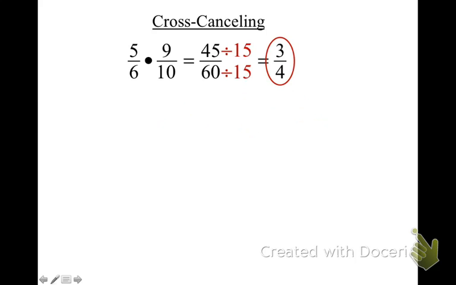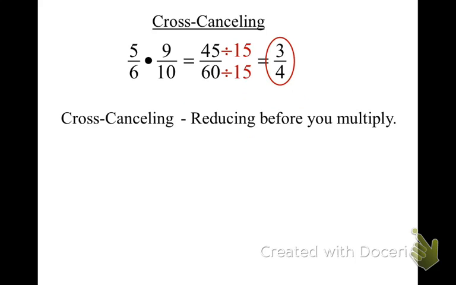Now, we can do something called cross-canceling that'll make our lives a lot easier. So, go ahead and write down what cross-canceling is. Cross-canceling is reducing before we're going to be multiplying. Watch and see what happens when we cross cancel. So, I have the same exact problem, 5/6 times 9/10.